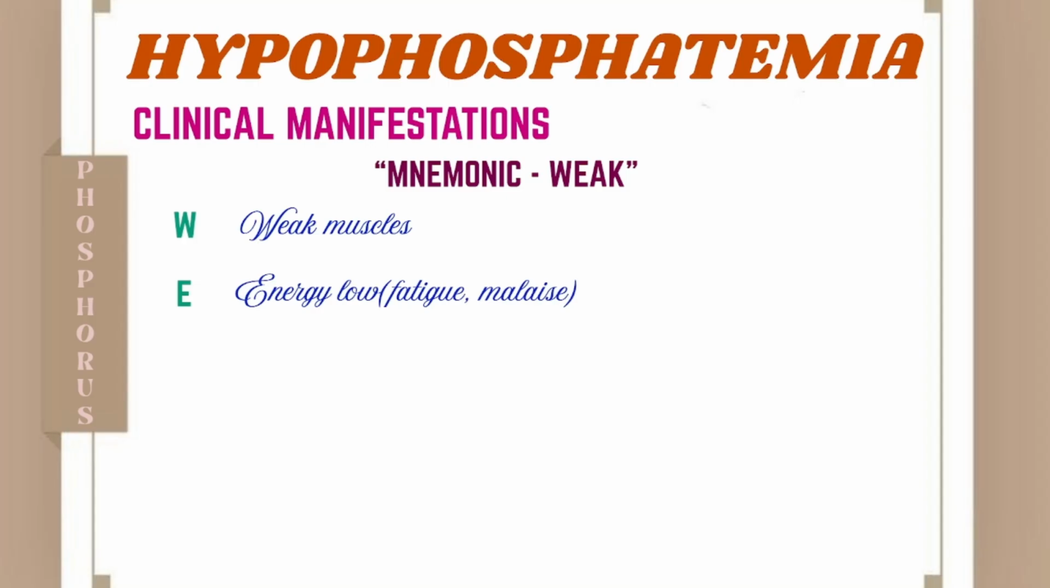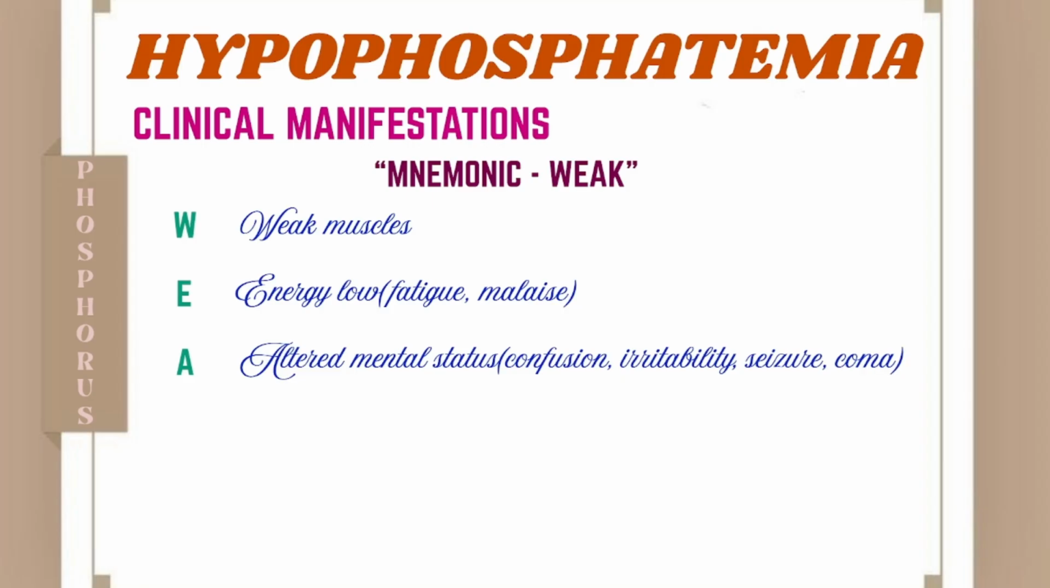As I already told, that due to less phosphate, there is less ATP production because phosphate is needed for ATP. So ATP is a form of energy. If there is decreased ATP, so generalized fatigue, exercise intolerance or malaise can occur. A stands for altered mental status, confusion, irritability, seizure, coma.